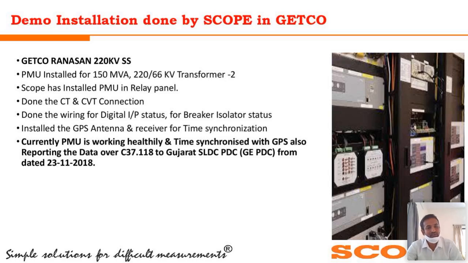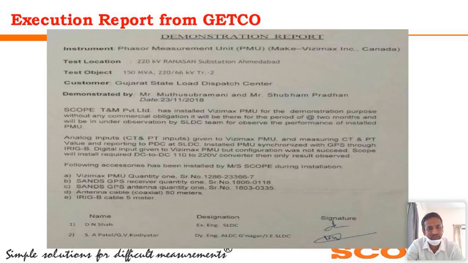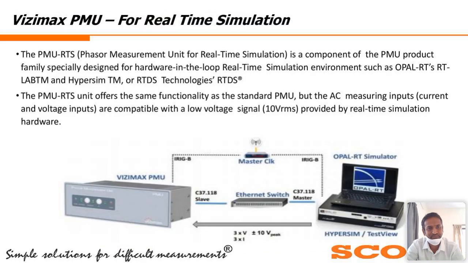This is mainly the JETCO Ranasan 220 kV substation. Again the same thing, where Gujarat SLDC has the PDC of GE again. We installed this in 2018. So it's still working and giving good results to them. This is the demo installation from JETCO.